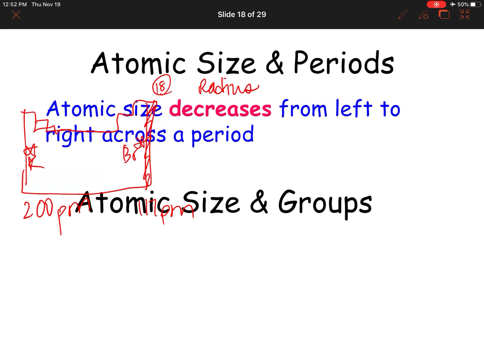Okay, let's look at groups. So again, we're not going to look at group 18. So I'm going to look at somebody towards the top of the group and at the bottom of the group. So how about lithium to francium? Lithium has an atomic radius of 130, and francium, way at the bottom, has an atomic radius of 242 picometers, which means it's an increase.